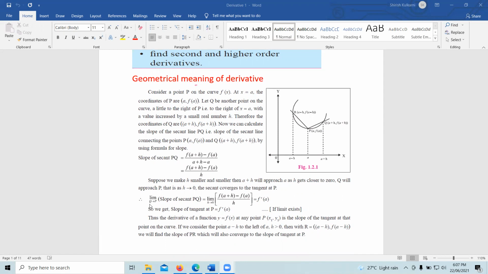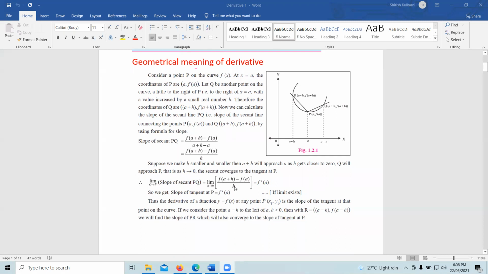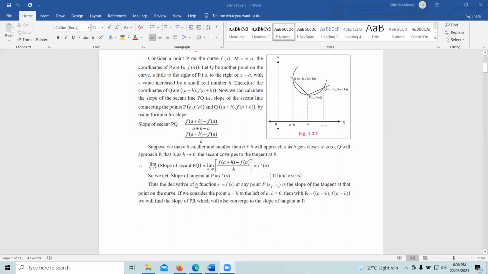Then take the limit as Q tends to P of the slope of the secant PQ, that is the limit as h tends to 0. As the point Q approaches the point P, h becomes very small and reaches 0. Therefore, the limit as h tends to 0 of f of a plus h minus f of a upon h is nothing but f dash of a. This is the slope of the tangent at point P. As h closes to 0, PQ becomes the tangent at point P.